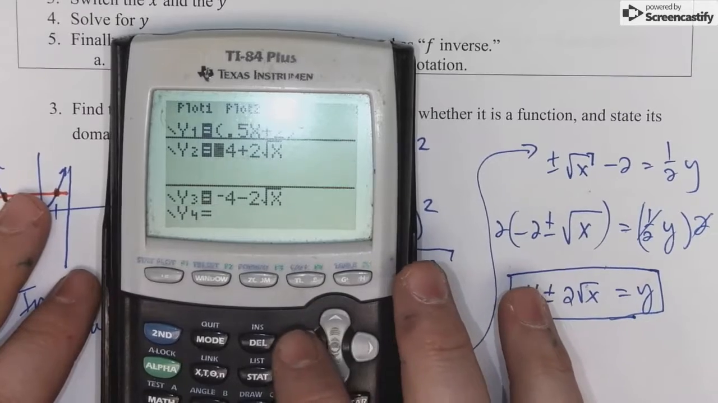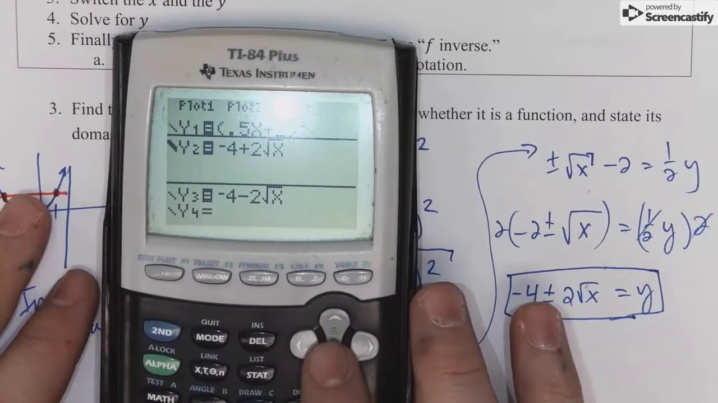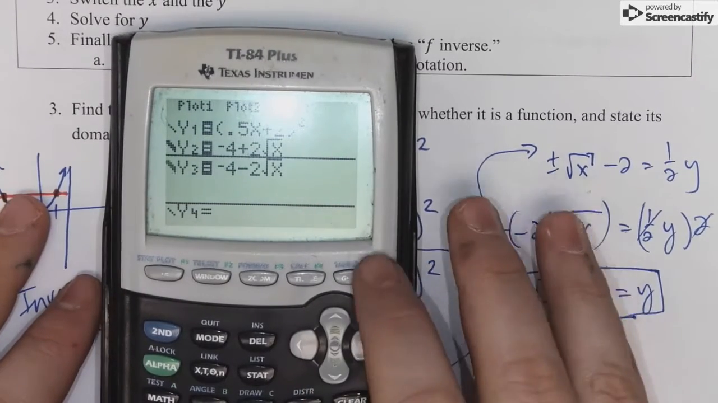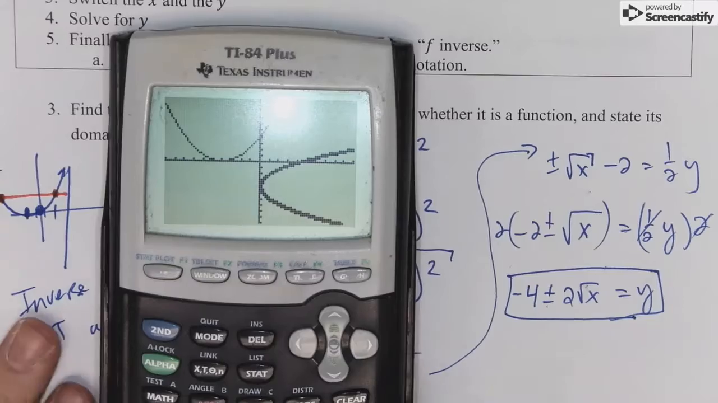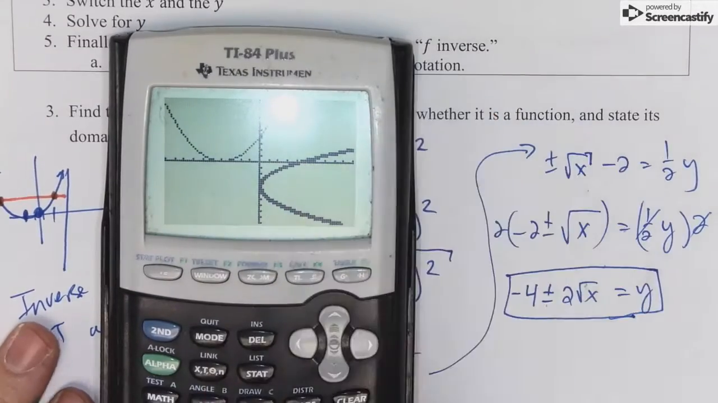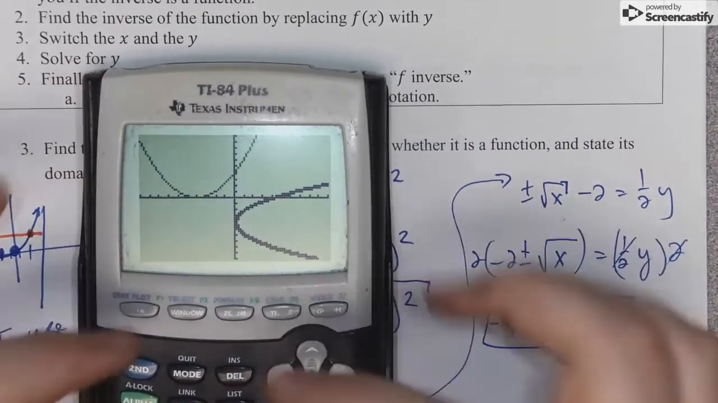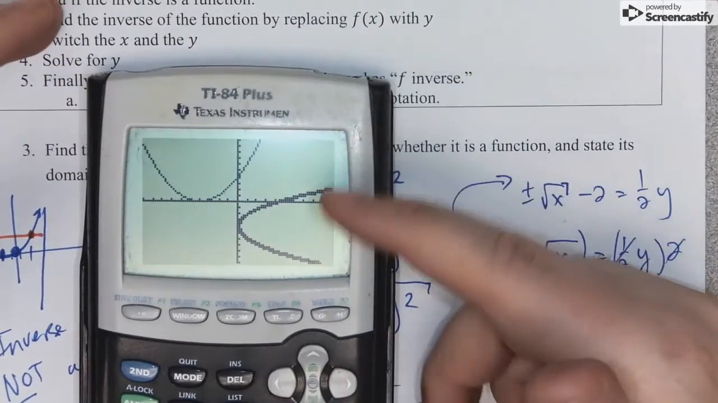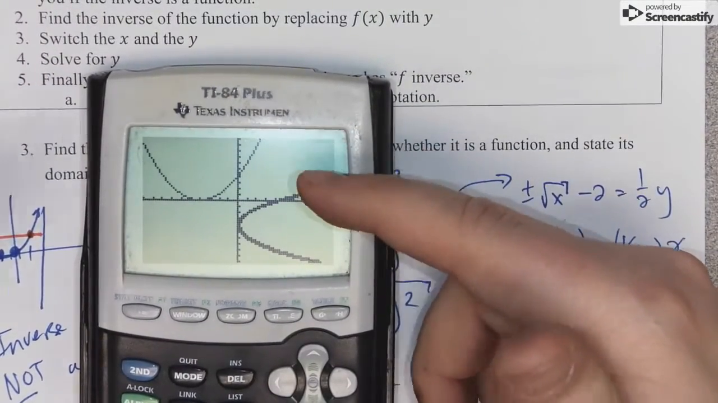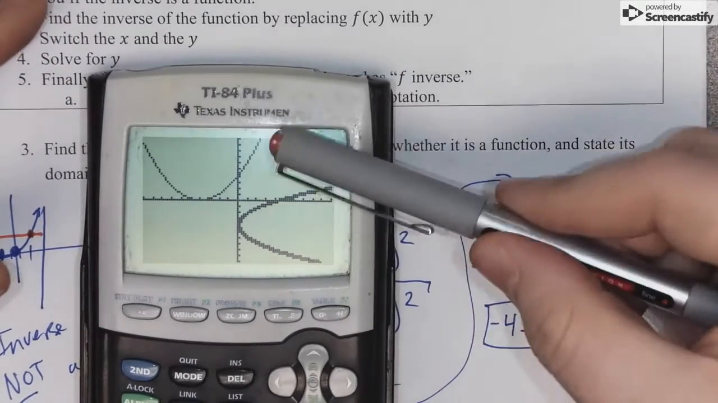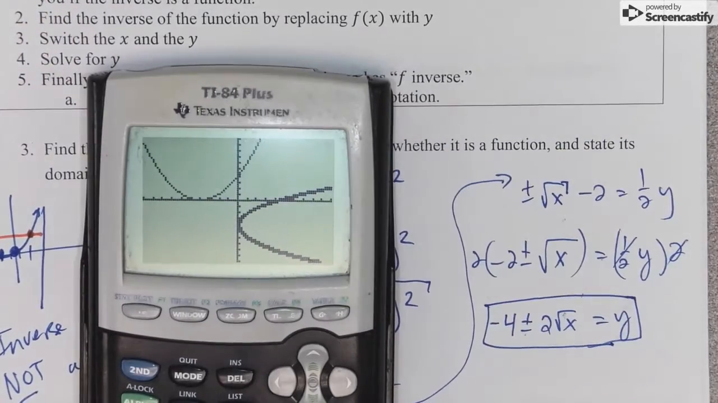And let's change the line type just so we can see the difference here. So here is my original, and here is my inverse. So this bold one is the inverse. Now, if I didn't do the horizontal line test, I could do the vertical line test on the inverse function itself, and I would see that it would fail the vertical line test. So either way, I would see that this is not a function. But you can definitely have the equation.